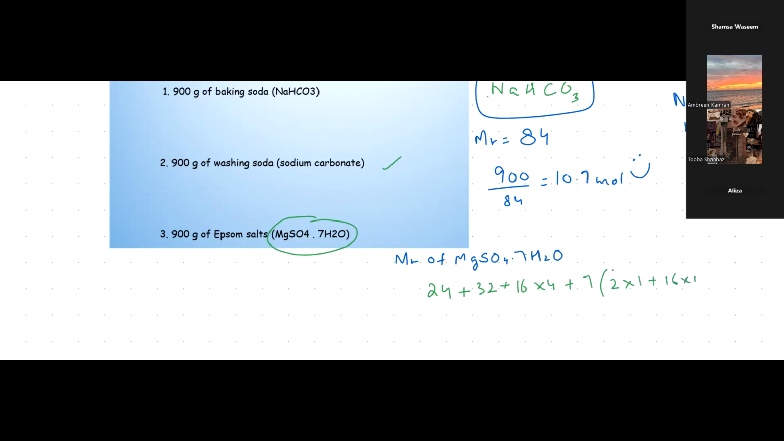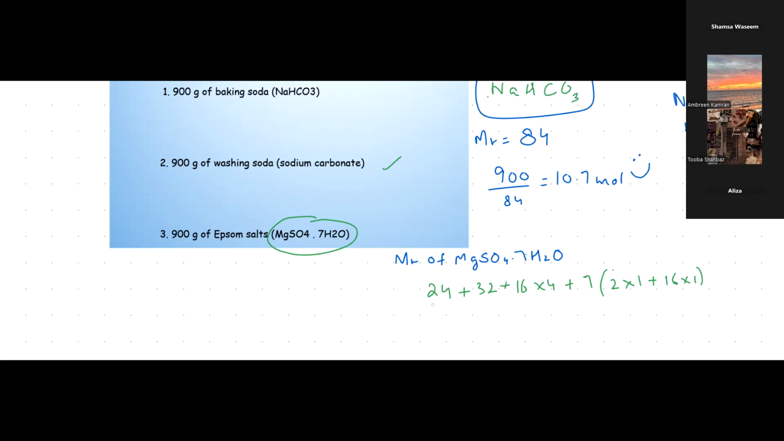Do let me know if there is any problem in calculating MR of magnesium sulfate hydrated. Please, can you repeat it especially? Elisa, whenever you are going to calculate the MR of hydrated salts, you have to calculate it in a way that magnesium AR is 24. For sulfur, I have not multiplied by 1. I just have written it as it is. Either you write 24 multiplied by 1 or just 24, because there is only one atom. Did you get till here, Elisa?